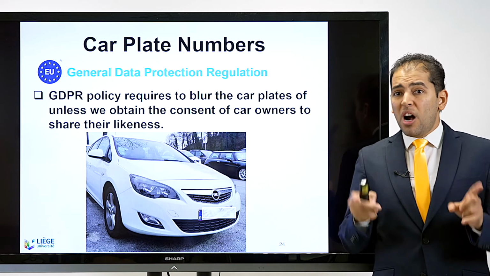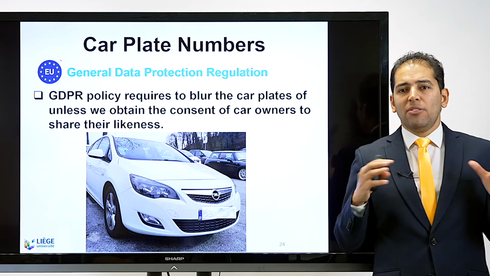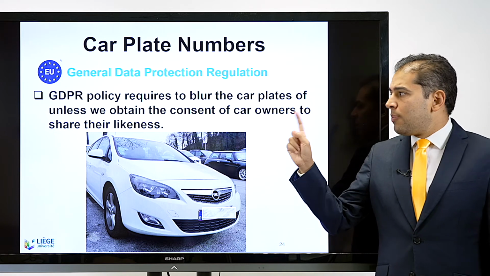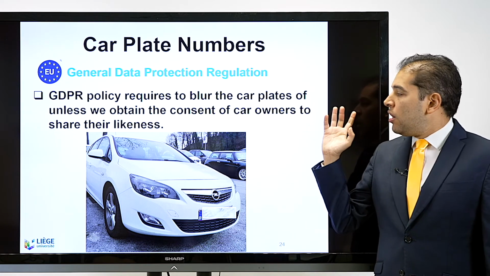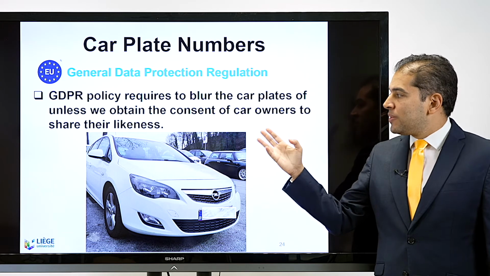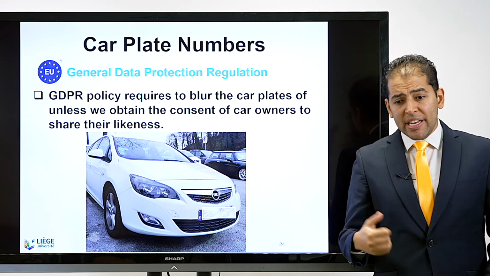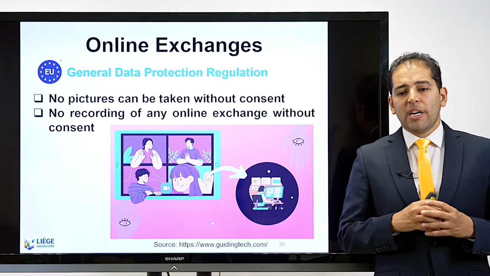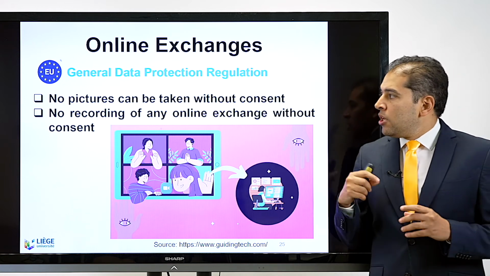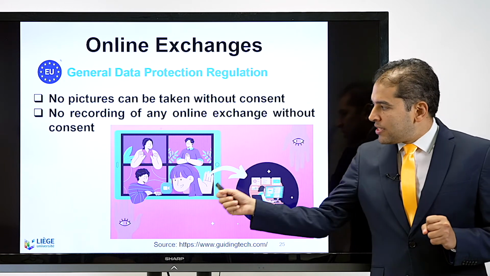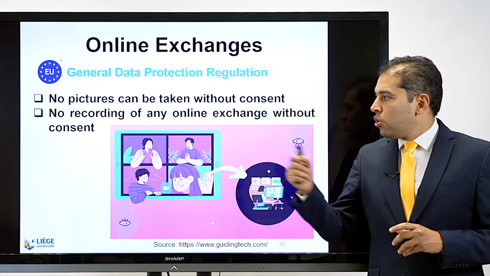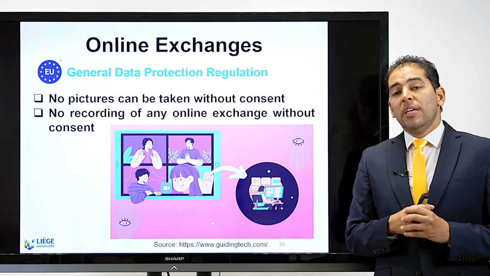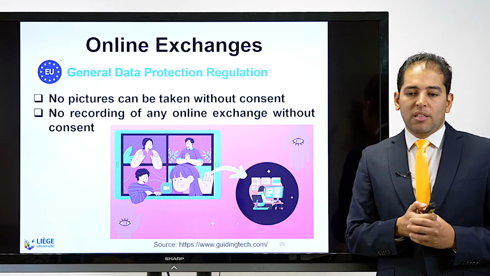The same applies for cars. If you are taking pictures in a public domain and there are car numbers and identification numbers, GDPR policy requires to blur the car plates of the car unless we obtain the consent of the car owners and share their likeness. So it's very important to take these into consideration. If we are attending an online meeting, for example, no pictures can be taken without consent in any online exchange. No recording of any online exchange without consent can be done. So it's very important that we are protecting the personal data of people.